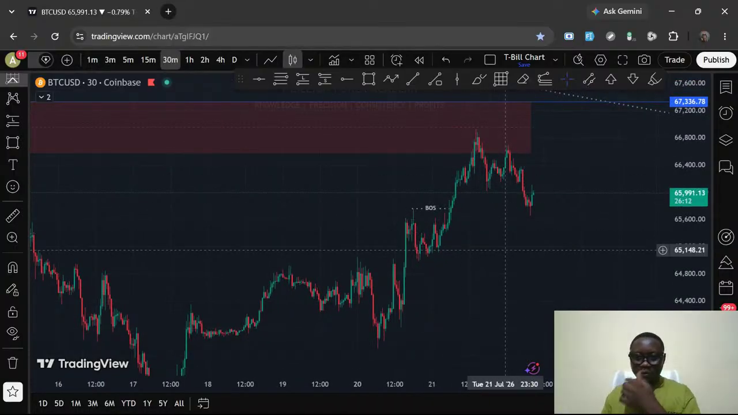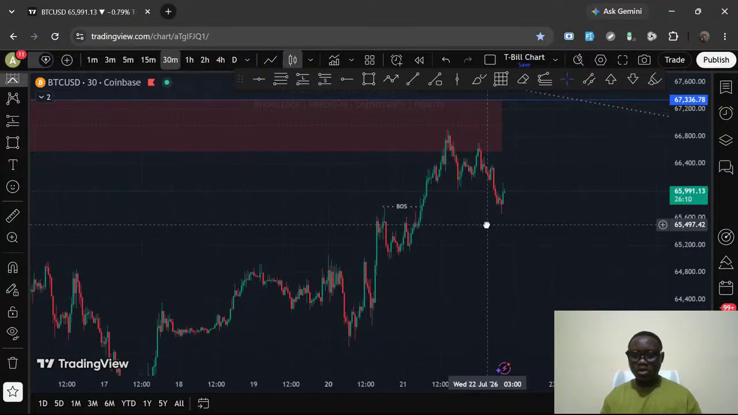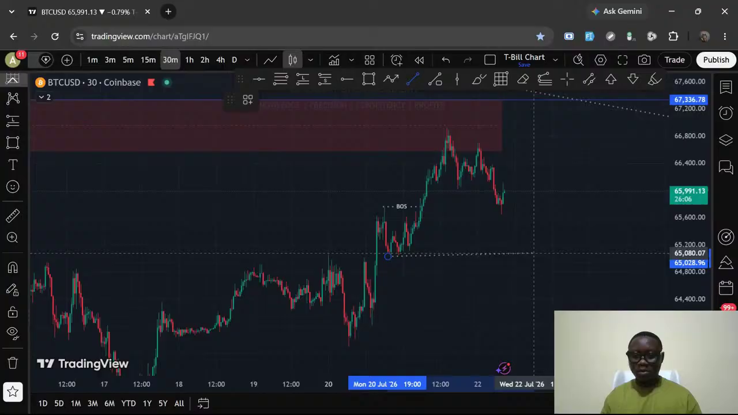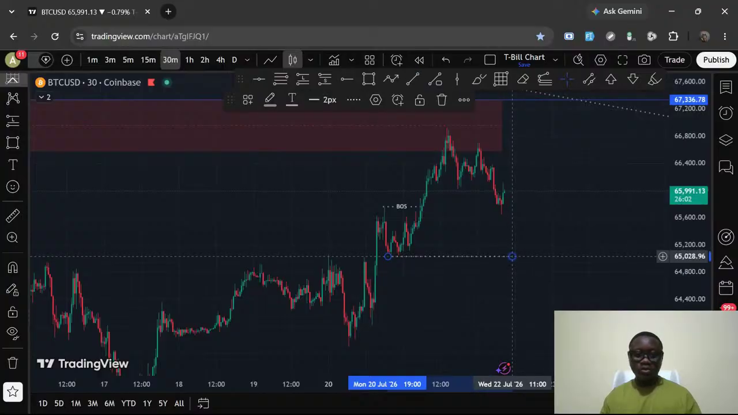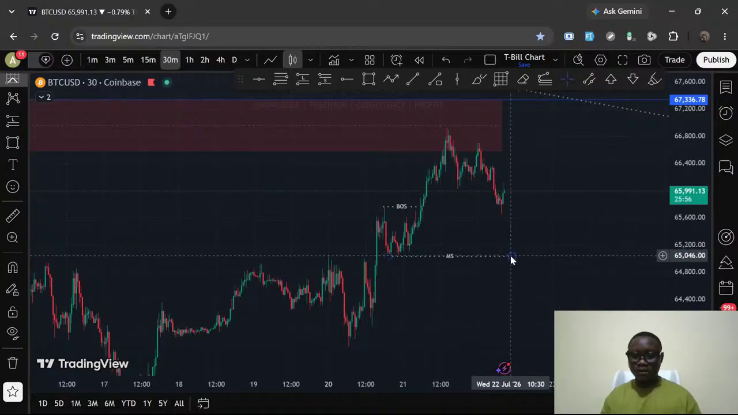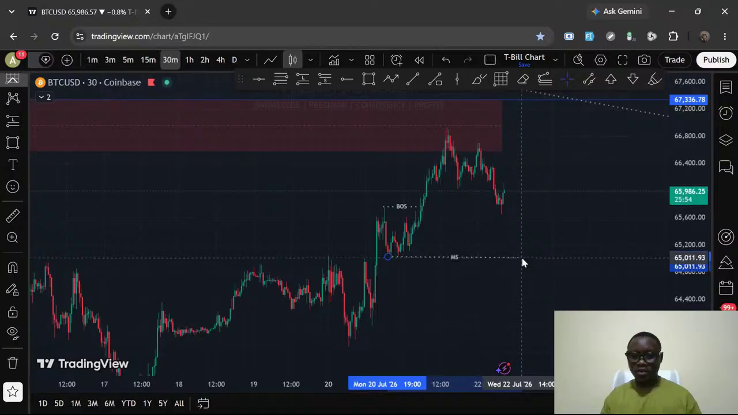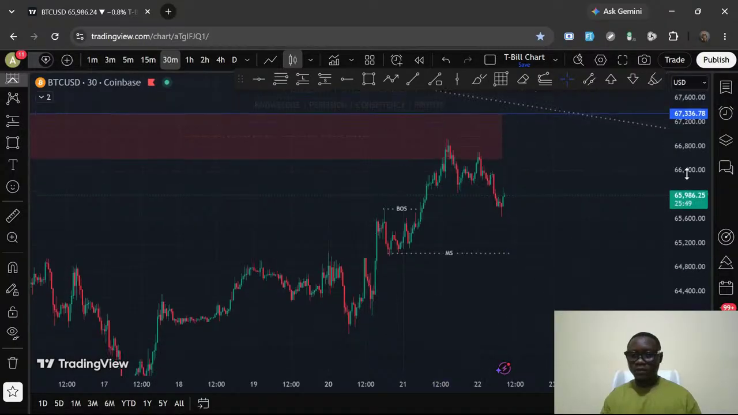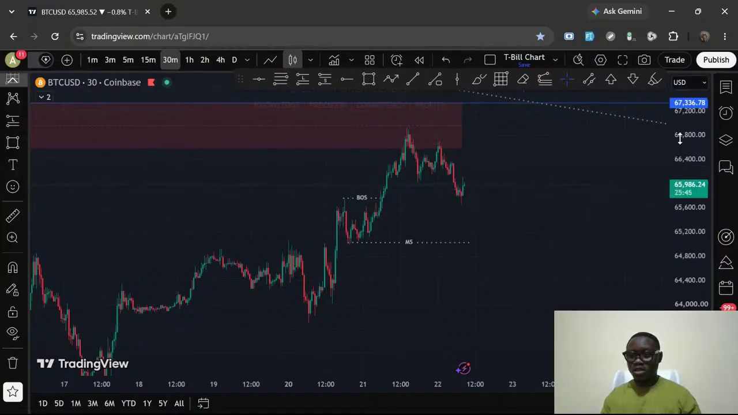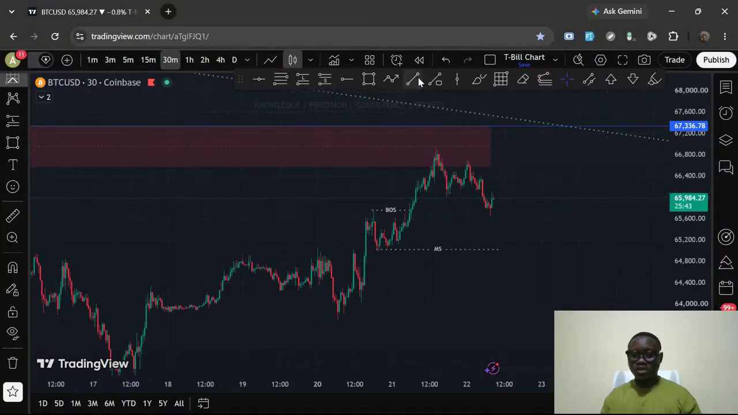Okay, so for me, I'm going to consider selling BTC. I'll wait for this structure to be taken out. Okay, so this will be our market structure shift right here. I'll wait for this low to be taken out basically. So this is what I'll be waiting for patiently on BTC.